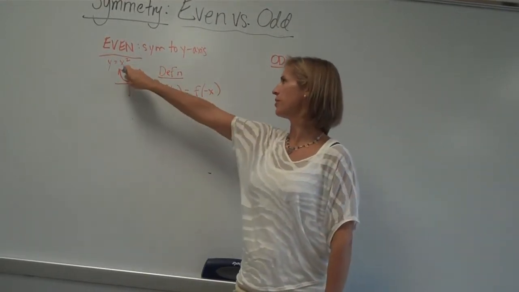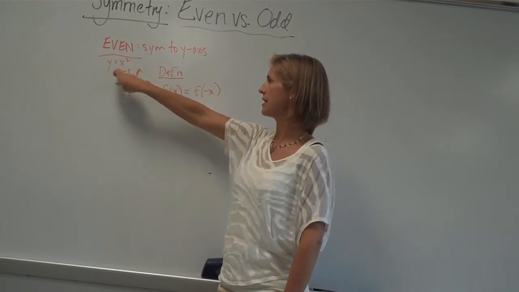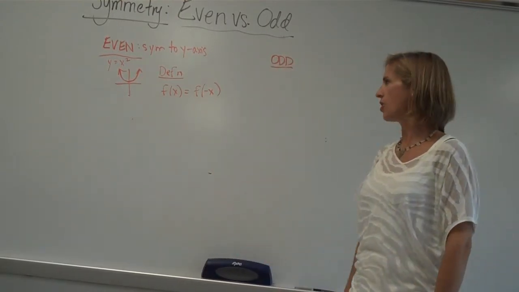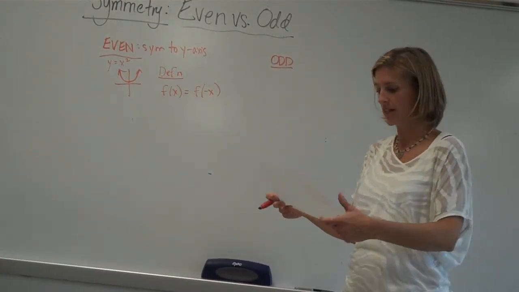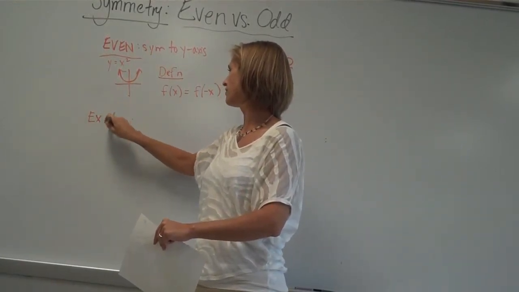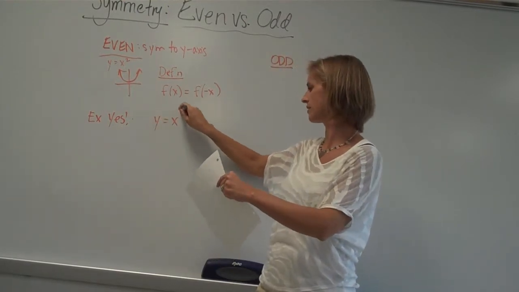So for example, with x squared, if I replace x with negative x and square it, I get back x squared, because the negative times the negative is a positive. So that's even, and it's pretty easy to figure out. One example of yes, it's even, would be something like this.